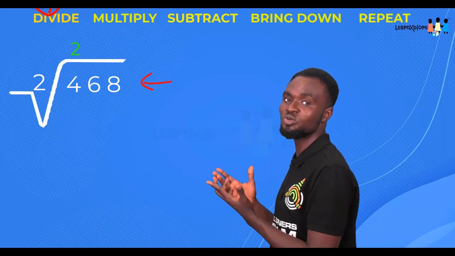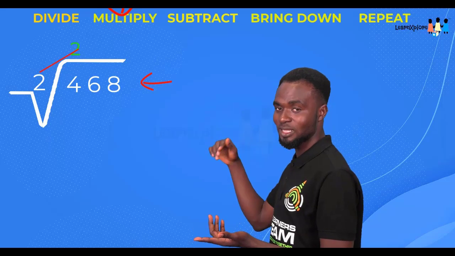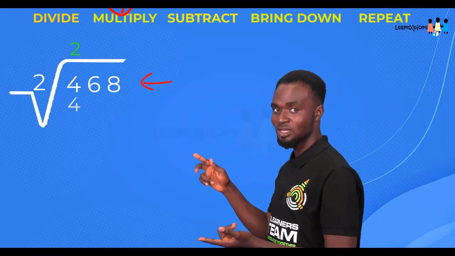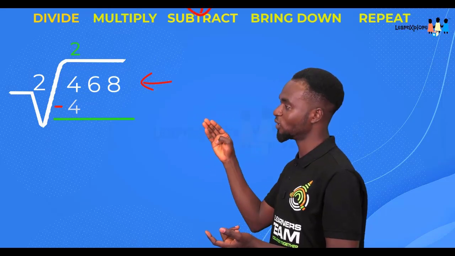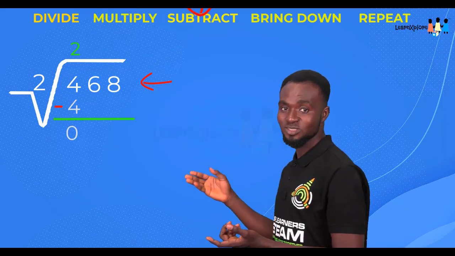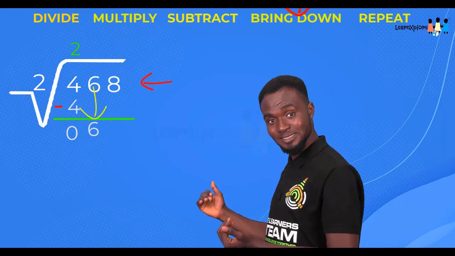The next step is to multiply after dividing. So you multiply. 2 times 2 will give us 4. After multiply, what's the next thing? You subtract. So 4 minus 4 is 0. After subtracting, you bring down. So you bring down 6.